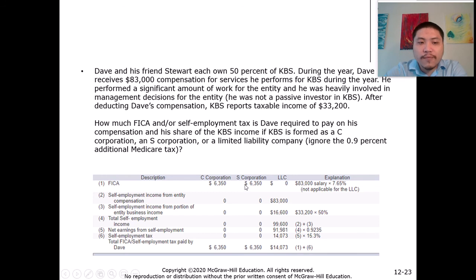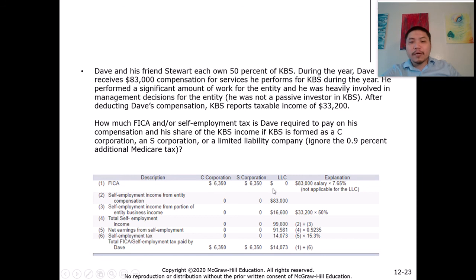So for the first two cases, the C corporation and S corporation, he has to pay FICA tax of $6,350, calculated by taking $83,000, which is his compensation paid by the company, times 7.65%. And this is the employee portion. So that's the whole amount that he has to pay on FICA taxes.